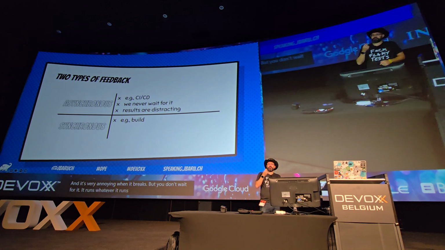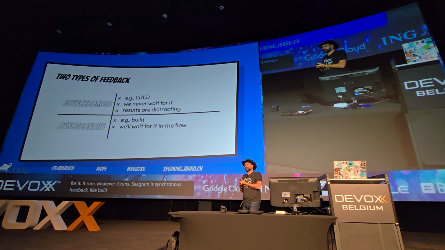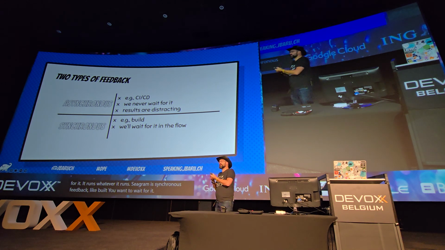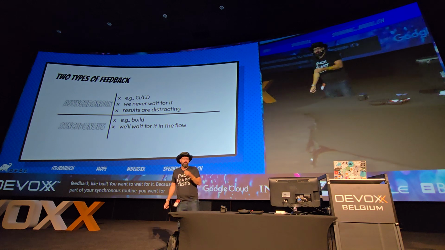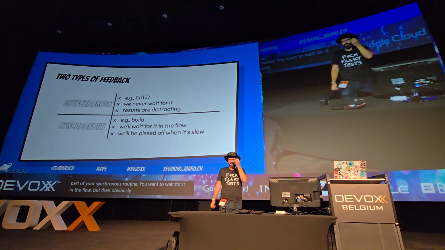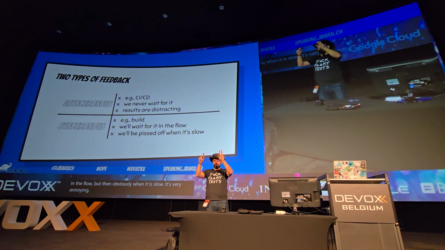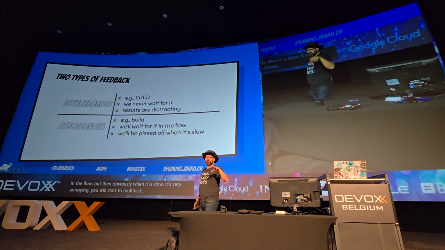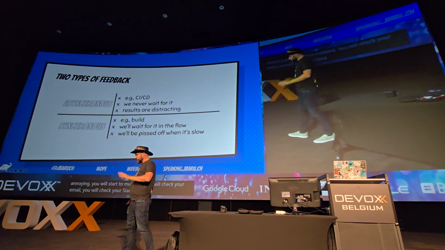Synchronous feedback, like a build, you want to wait for, because it's part of your synchronous routine. You want to wait for it in the flow, but obviously when it is slow, it's very annoying. You will start to multitask. You will check your email, you will check your Slack, you will do other stuff.